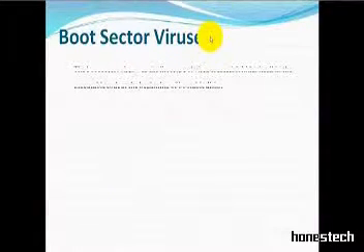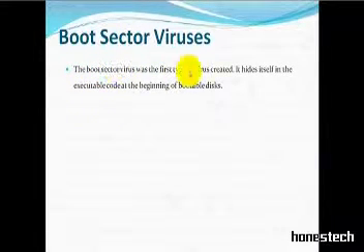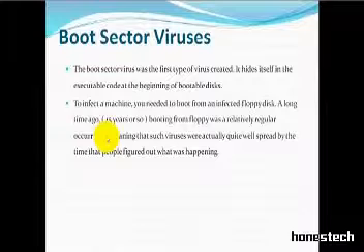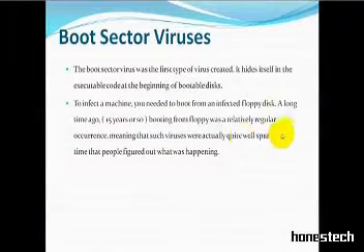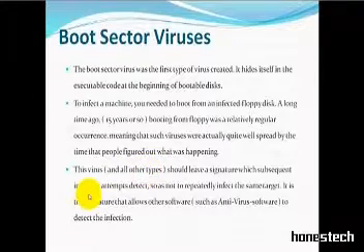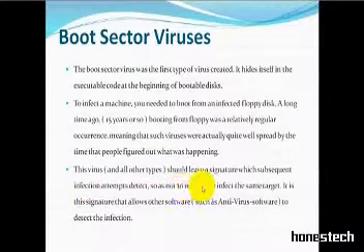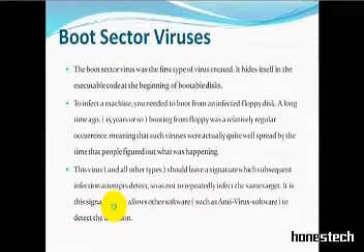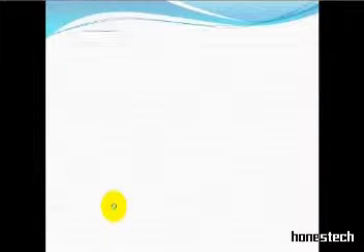Boot sector viruses are the first type of viruses created. It hides itself in the executable code at the beginning of bootable diskettes. You know that 15 years ago, booting from floppy was a regular occurrence, meaning that such viruses were actually quite well spread by floppy diskettes. And these viruses leave a signature which subsequent infection attempts detect, so as not to repeatedly infect the same target. So using the signature, it will recognize the infected host.